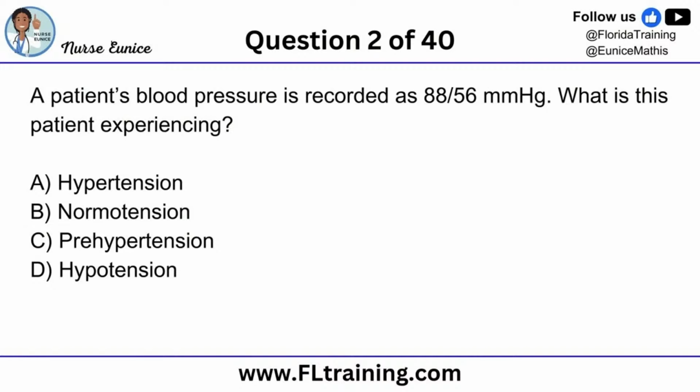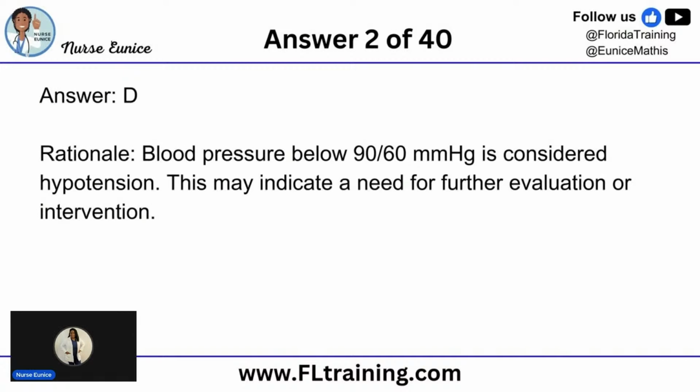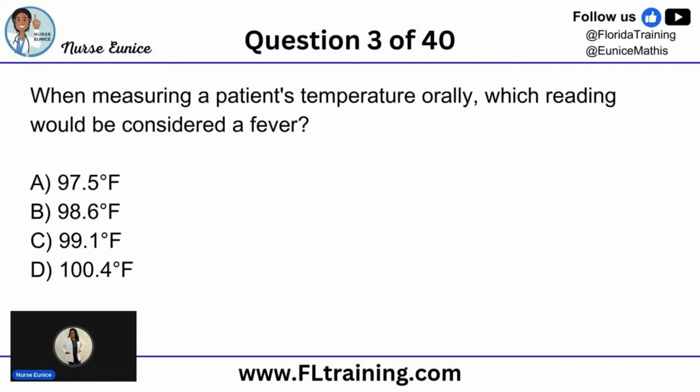And we'll reveal the answer in 5, 4, 3, 2, and looks like Mirtha and Danita, you have it. Yes, it is D. So a blood pressure below 90/60 is considered hypotension. This may indicate a need for further evaluation or intervention.